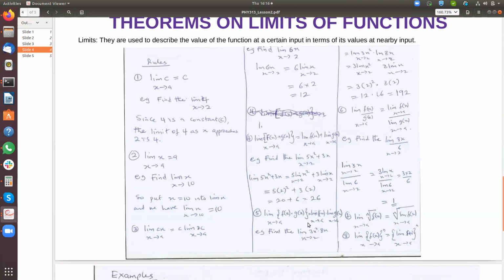The same thing with the multiplication. A good example is this. By the time you apply those procedures like I did here, you realize that for 3x squared times 8x, the answer is 192.